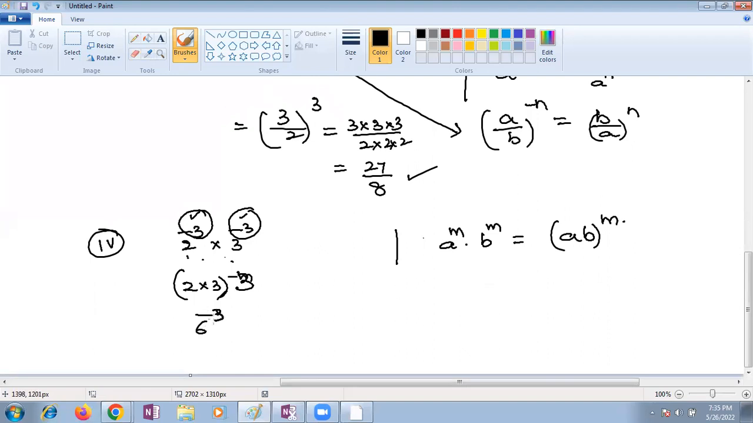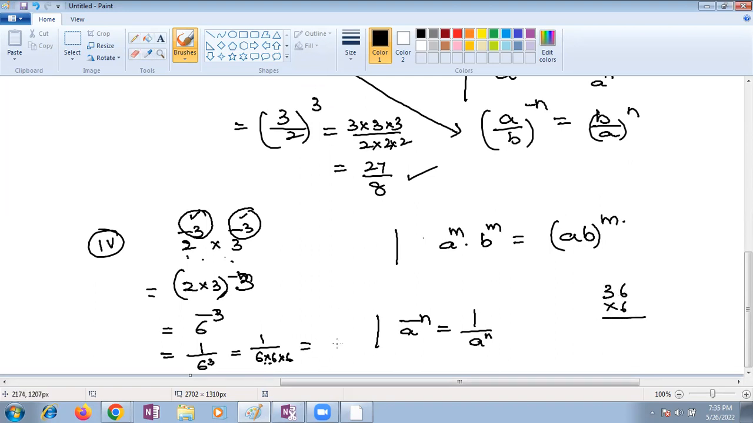We should not leave like that, children. 1 by 6 to the power 3, nothing but 1 by 6 cube. What is the value of 6 cube, children? 6 into 6 into 6. 6 sixes are 36, 36 into 6 is 216. Ma'am, it's 216.